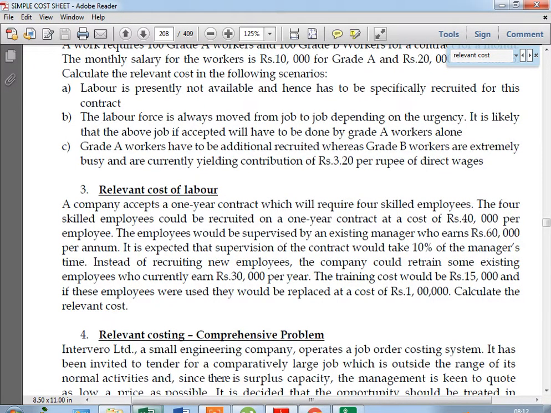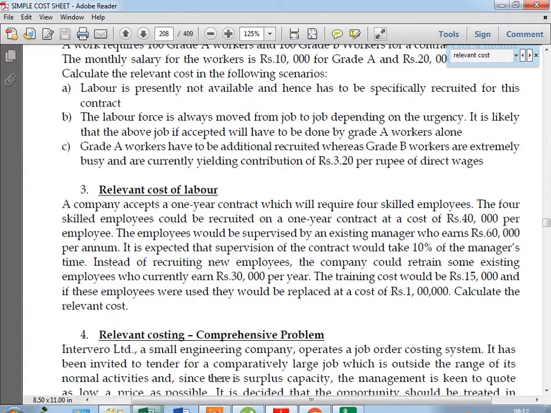Next, relevant cost of option 1 is equal to 1,60,000. Clear? Any doubts on this? Next, leave a line.